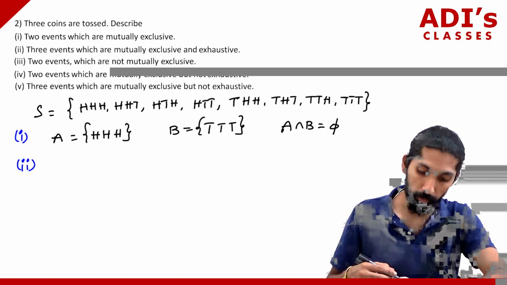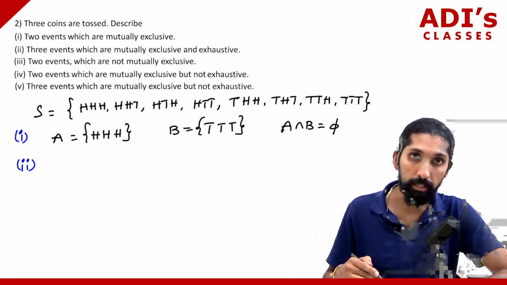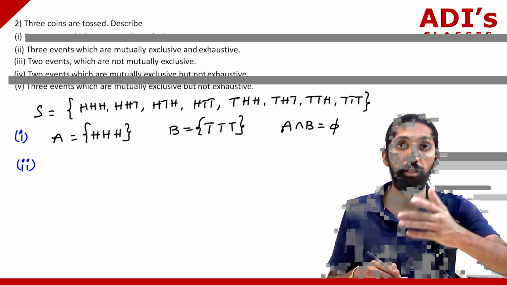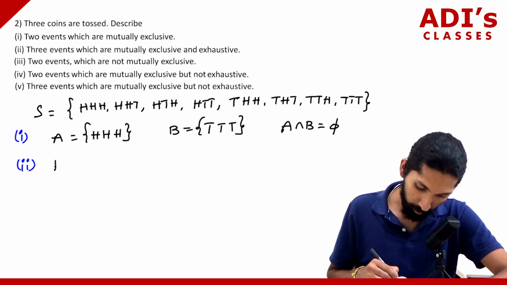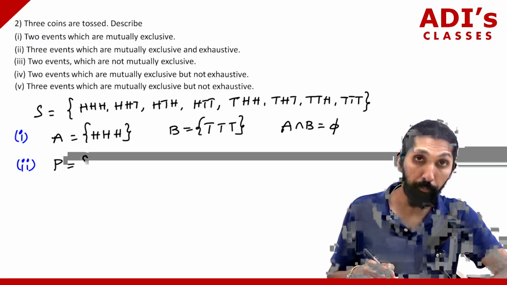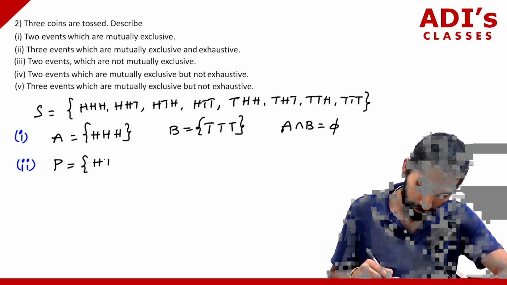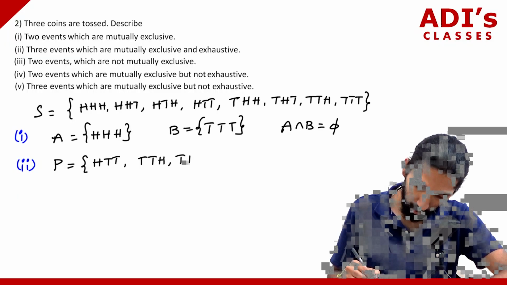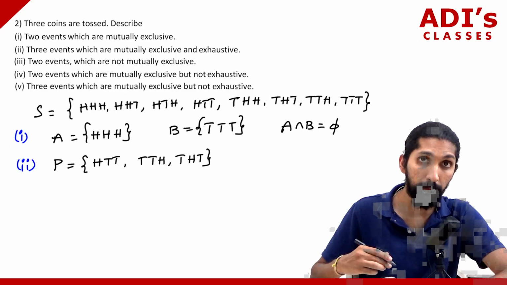3 events which are mutually exclusive and exhaustive. Consider 3 sets. Okay, so let's say we'll name it as say PQR. It's easier to take PQR. Say you're going to take P. See, let P be equal to, we have HTT, TTH, and THT. Assume that these are the 3 parts, or you can say 3 elements.